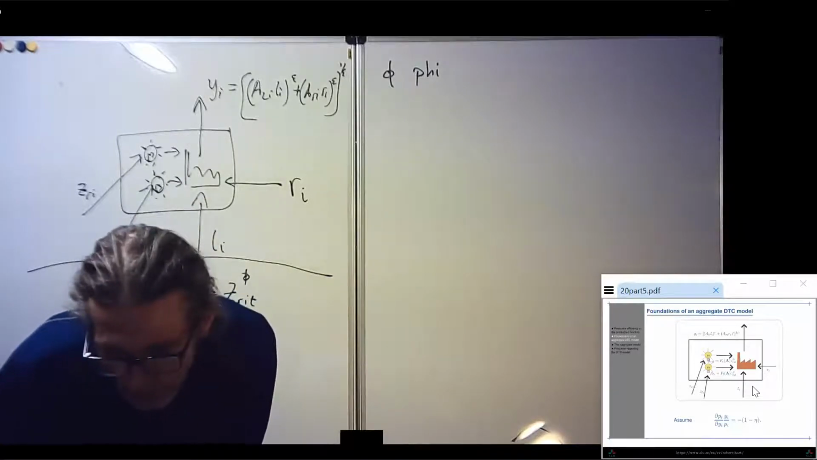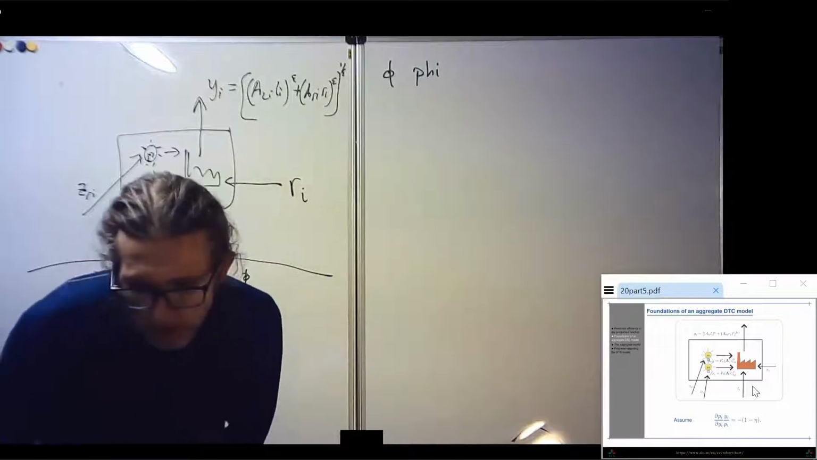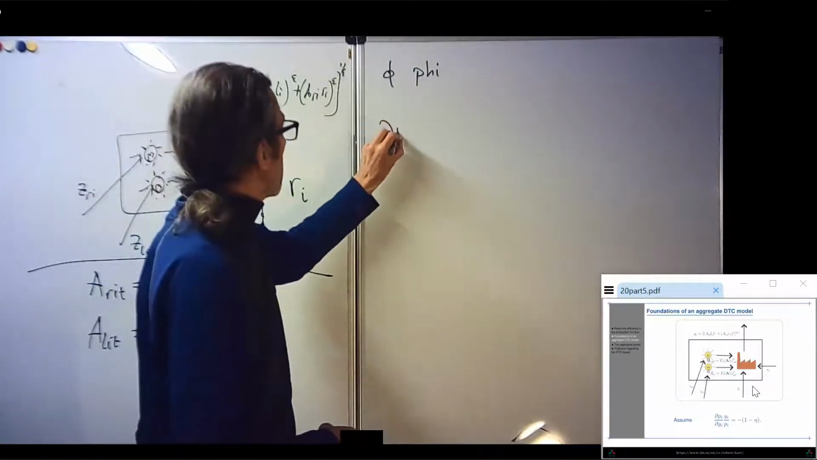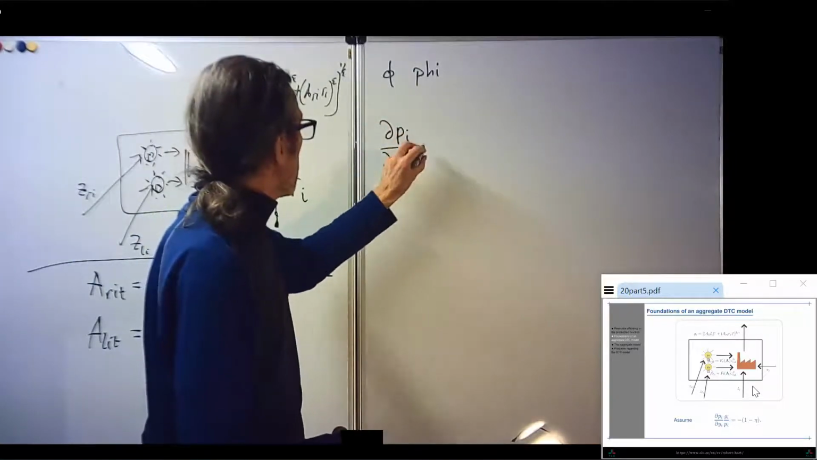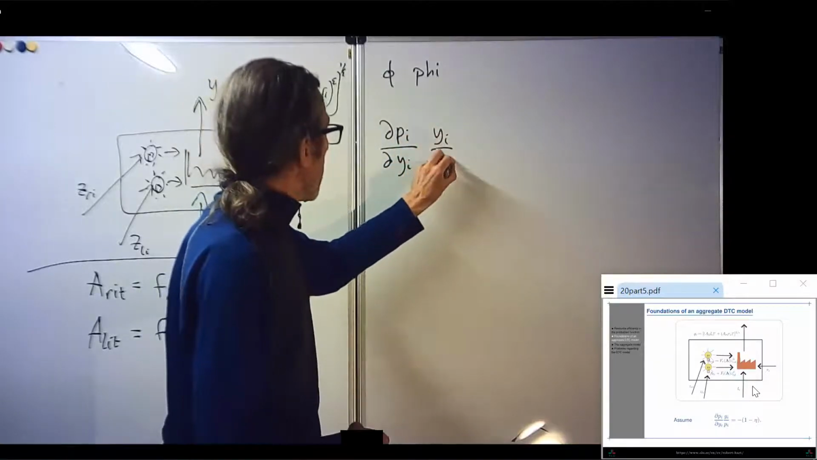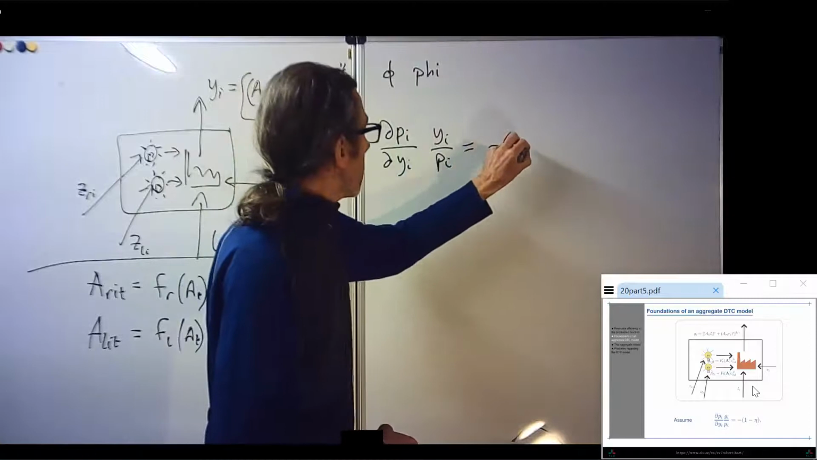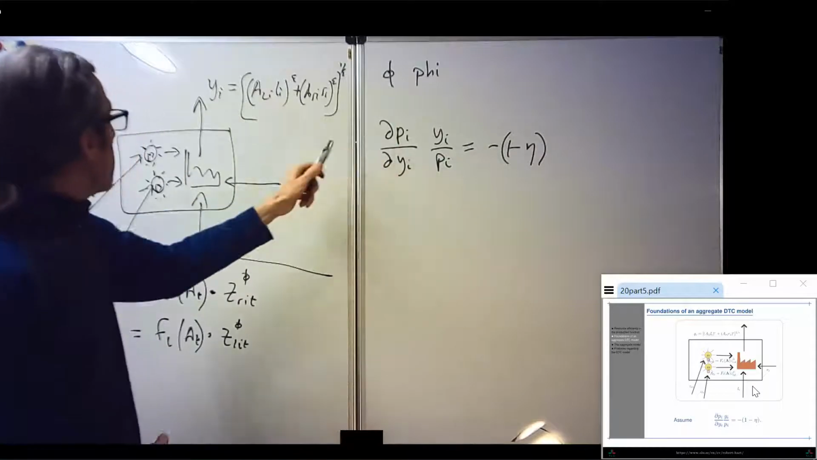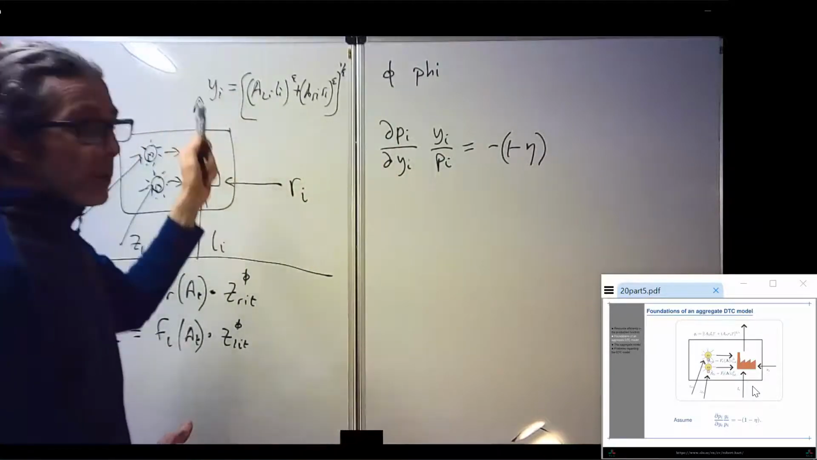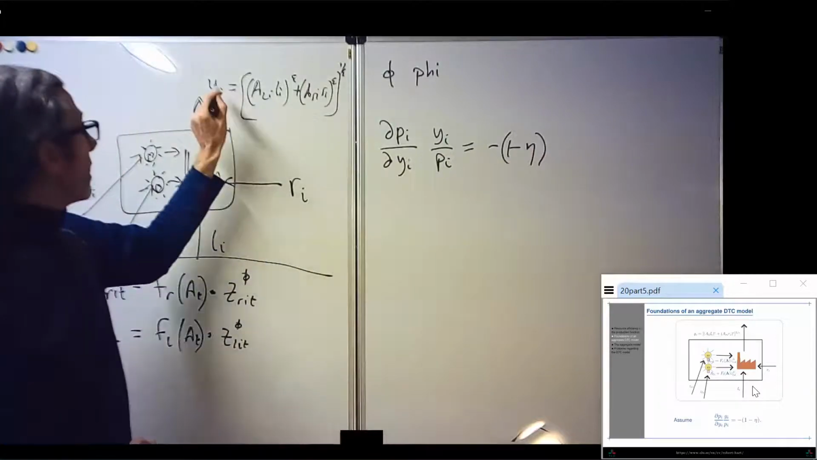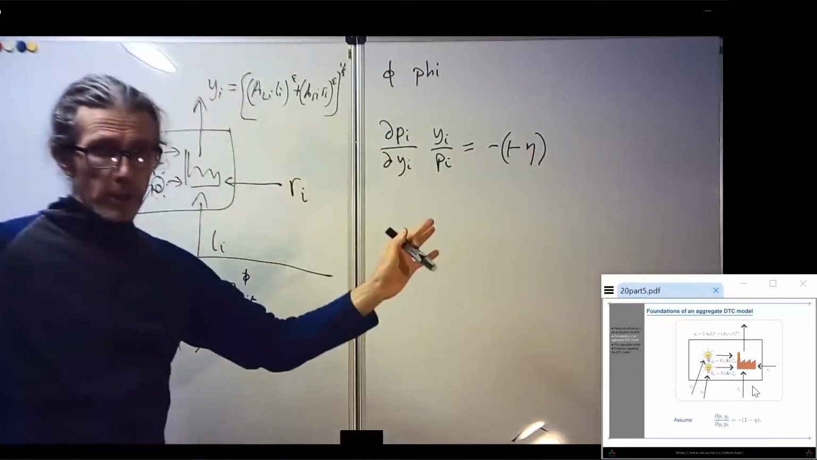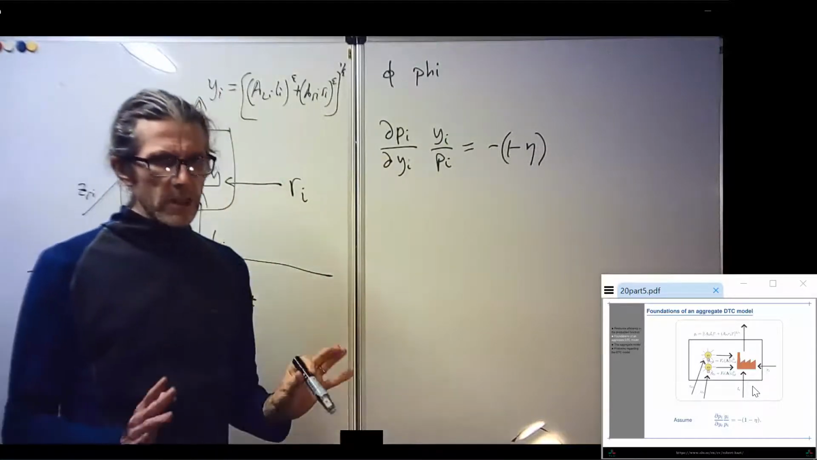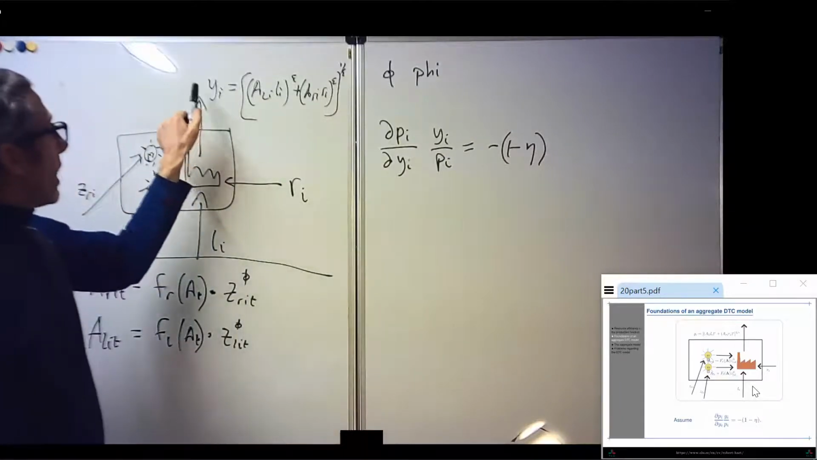Assume dpi by dyi times yi over pi is minus 1 minus eta. So what is that? So pi must be the price of yi. Remember, this isn't overall production. Y is production of this specific firm's product, yi, so we can't normalize that to 1. So we call that pi.